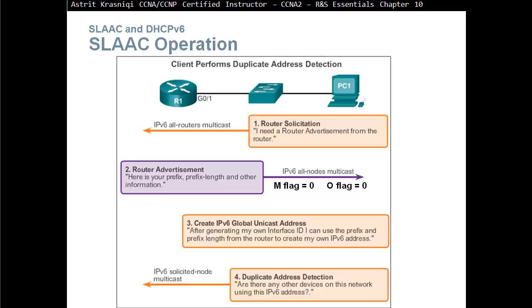Before the PC will start using that IP address, it will do something called DAD, duplicate address detection. So it will ping just in case somebody else has got this IP address. This is called IPv6 solicited-node multicast. So it will send this: are there any other devices on this network using this IPv6 address?